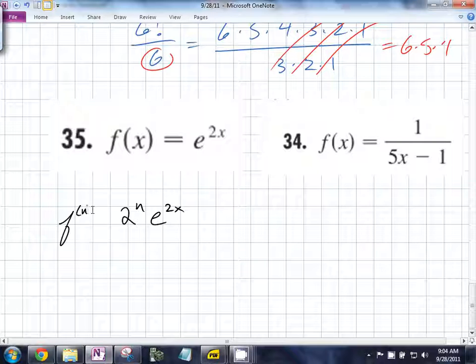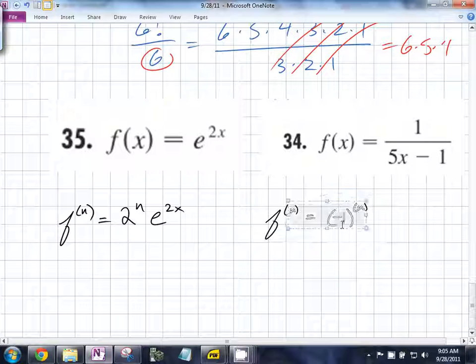Who has 34? Anybody get 34? Bill, what do you have? I have f prime n equals -1 to the n squared. -1 to the what? N squared. Oh, actually, hold on. Let me fix something first here. This is not proper notation. I need to write f of n, x, right?